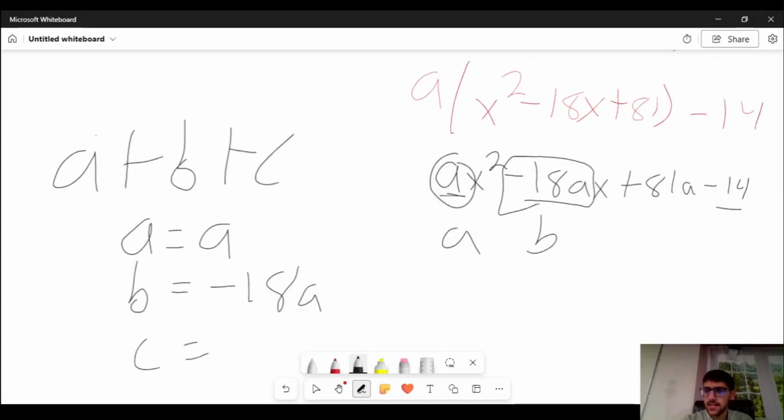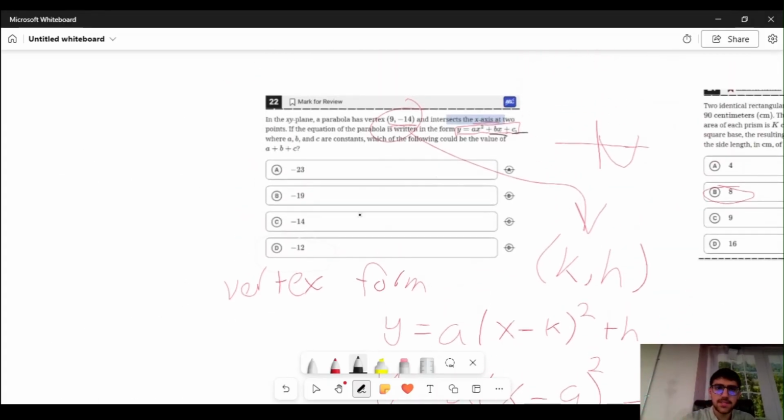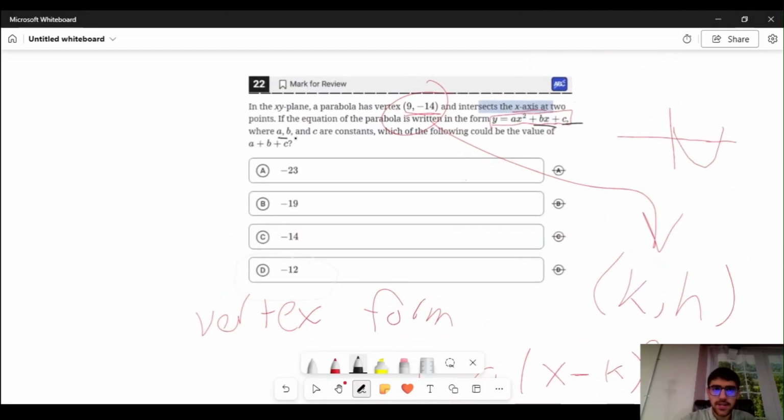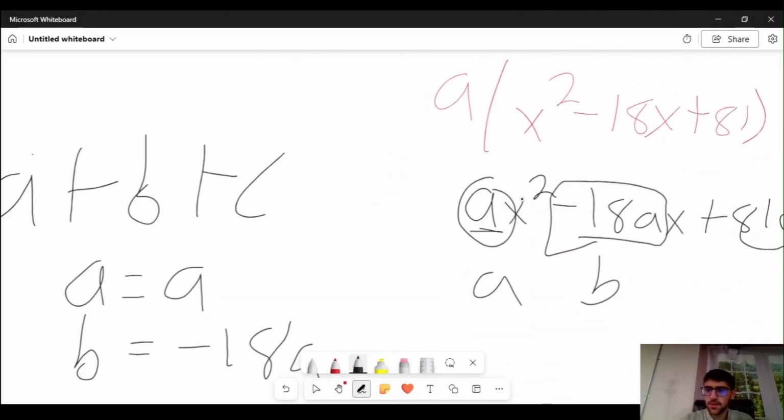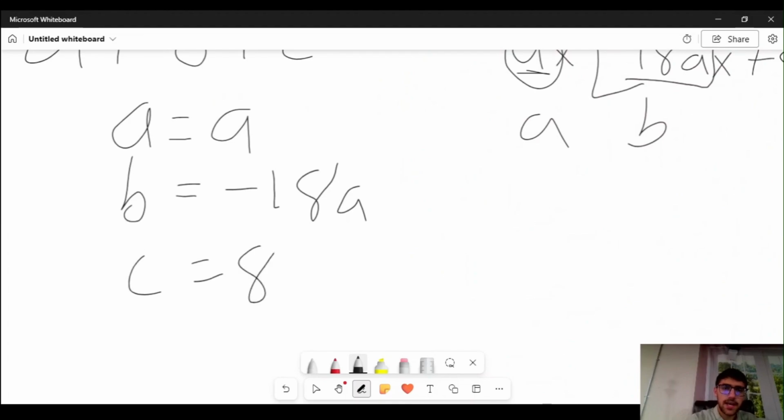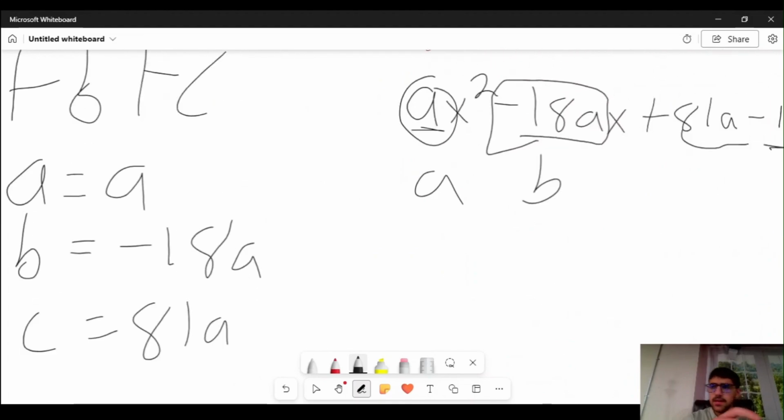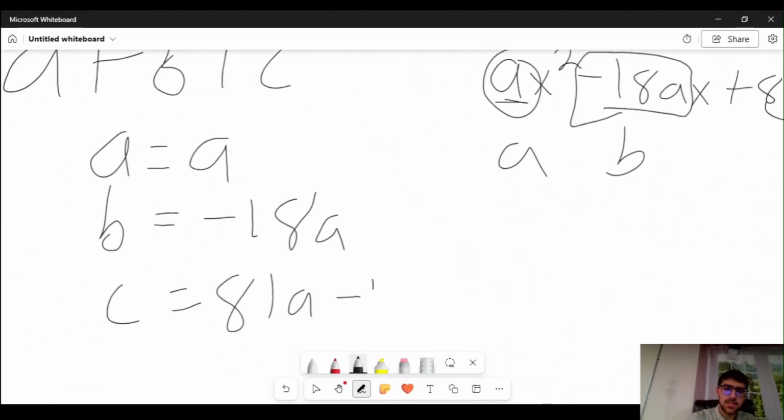And the c is not just negative 14. 81 times a is also a constant, because remember, they told us a, b, and c are constants right here. So 81a is also part of the constant. So c is actually 81a minus 14.